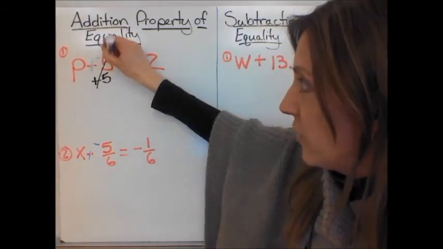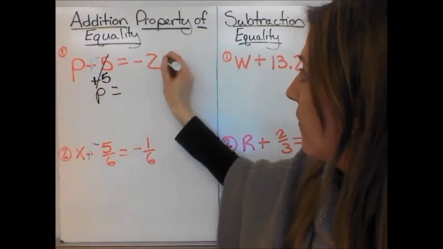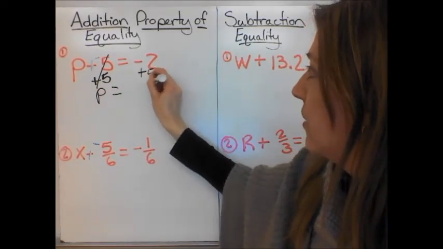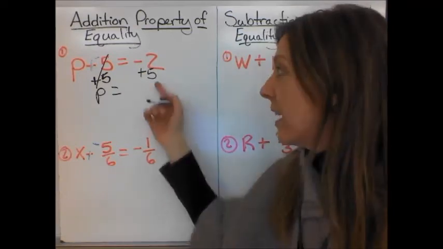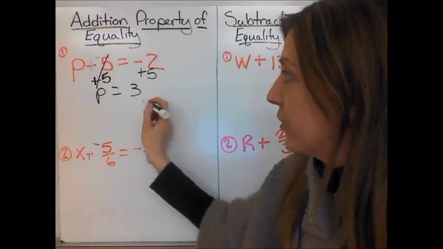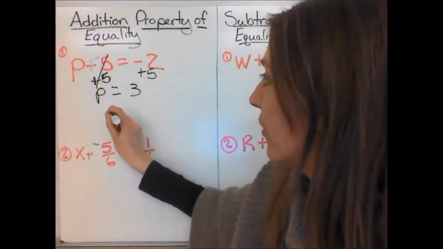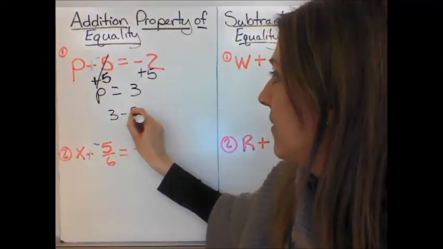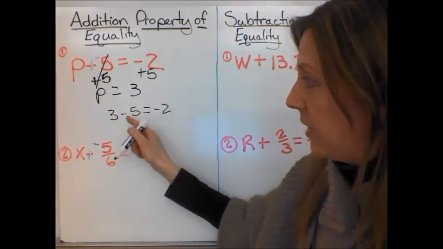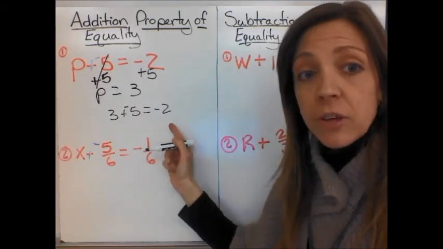Adding 5 to a -5 will just cancel that out, and I'll be left with p on the left. And adding 5 to a -2 will cancel out 2 of these positives and leave me with 3. P equals 3. Now you want to always plug in your answer and see if it works. 3 minus 5 equals -2. If you need to stay switch, go ahead and do that. 3 plus a -5 equals a -2.